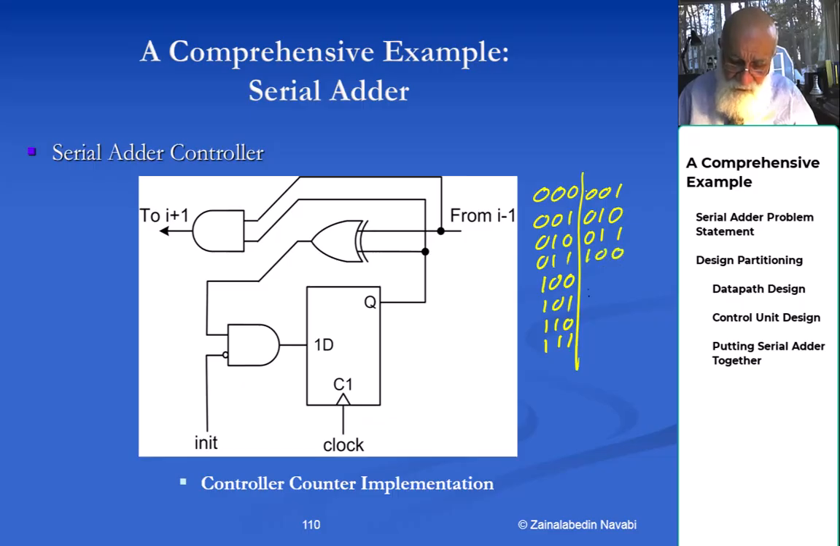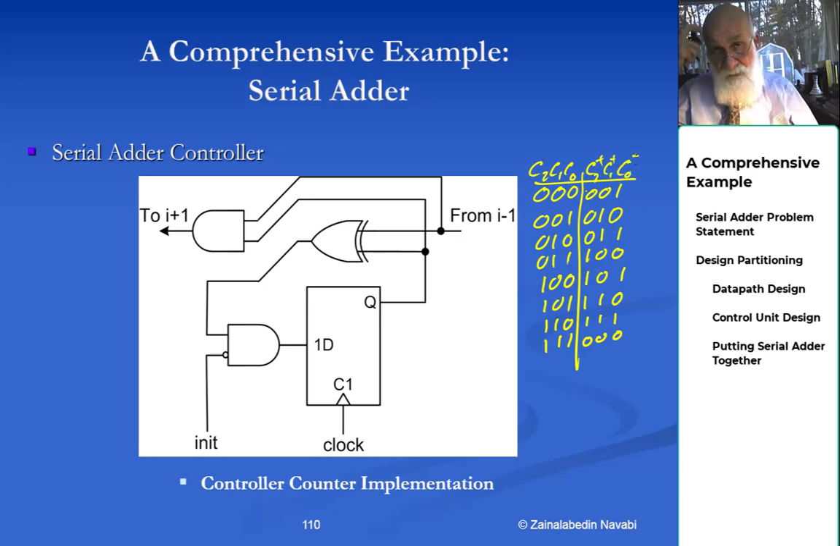4 becomes 5. 5 becomes 6. 6 becomes 7. 7 becomes 0. Roll over. Okay, so this is my C2, C1, C0 count. C2 plus, C1 plus, C0 plus. Okay?